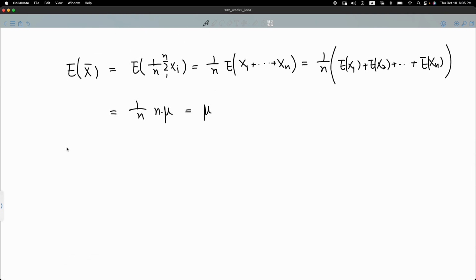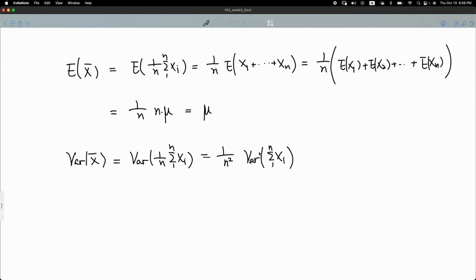And what about the variance for x bar? We can also write the x bar as 1 over n summation xi here. So when we move the constant outside the variance, what do we need to do here? We have to take the square, right? So 1 over n squared. And then we have the variance of the summation xi. So how do we express the variance of the summation here?